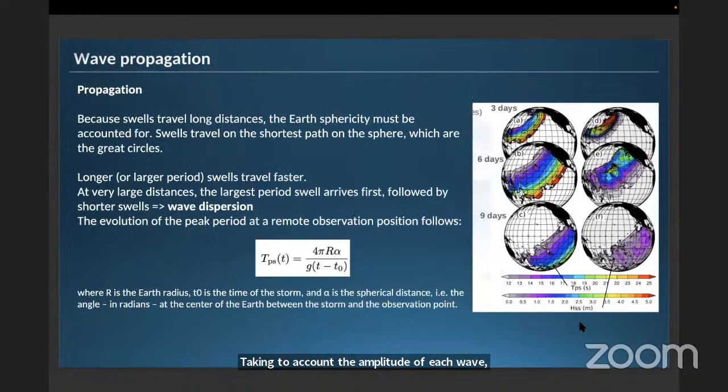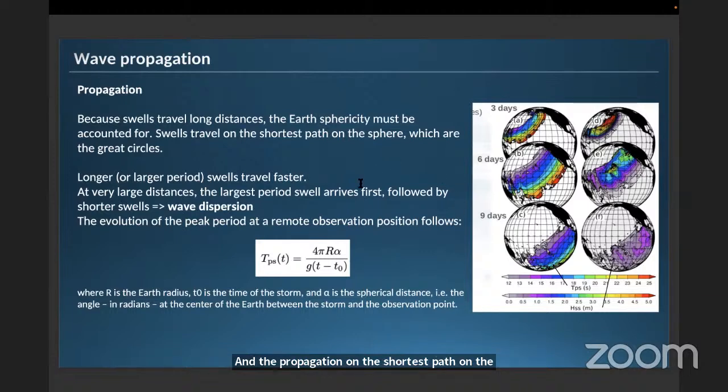Then, what happens when waves propagate across the Earth? Waves can propagate really far from their generation area. Due to that, we definitely need to take into account the Earth's sphericity to understand their propagation, and the propagation is on the shortest path on the sphere, which are the great circles.